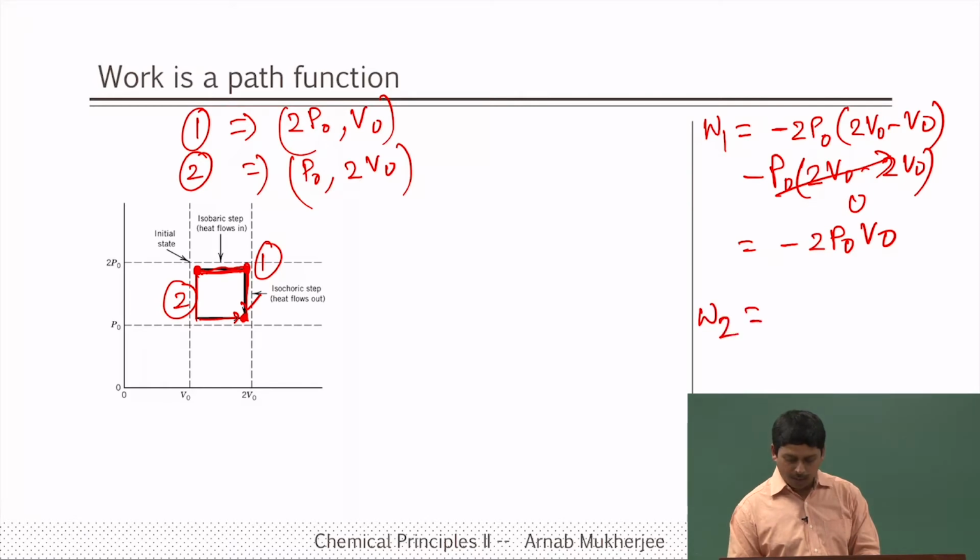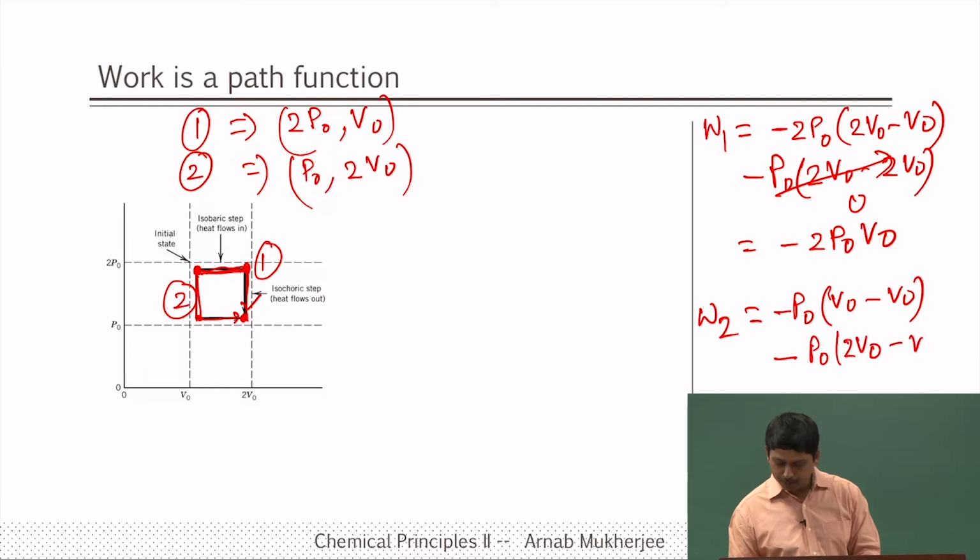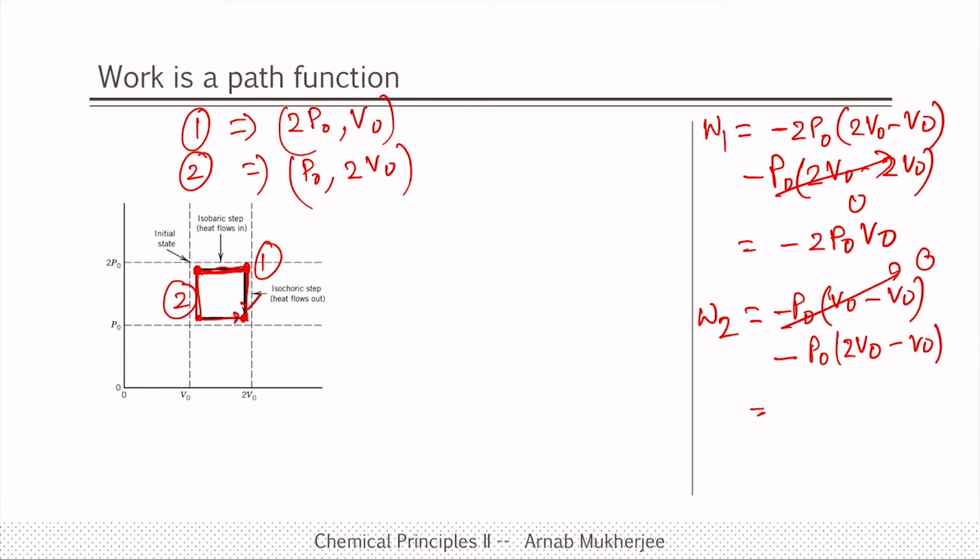What is the work done in route number 2? First step, the final pressure is P 0, right. So, minus P 0 into the volume change, which did not change, that was V 0 minus V 0. In the second step, the external pressure is P 0, right, and the volume changes from V 0 to 2 V 0. So, the first gives you 0, and the second gives you minus P 0 V 0. So, you see, by two different routes or two different paths, going from the same fixed point to another fixed point, you are getting different work done.